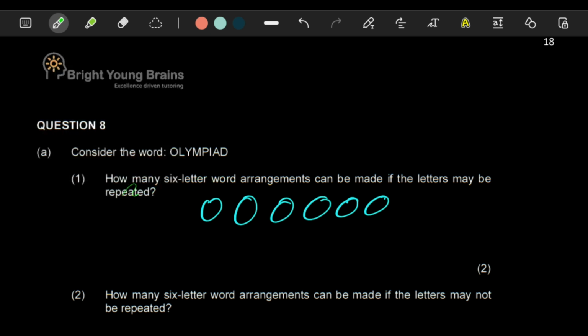Now, because letters can be repeated, it means that you have 8 options, right? So in the first slot here, you have 8 options. The moment you put 1 here, you still have 8 options here. Same here. Same here.